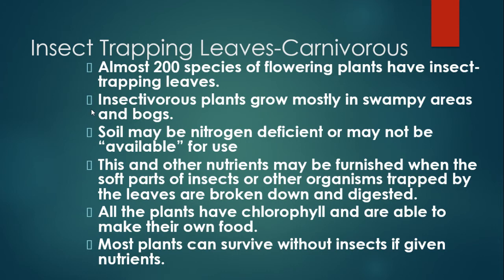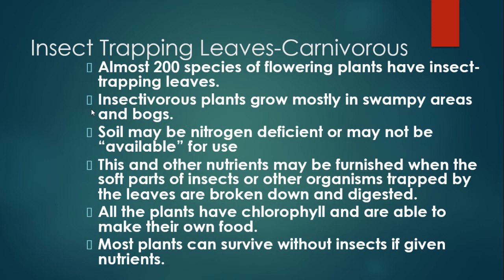Insectivorous plants grow mostly in swampy areas and bogs. Soil may be nitrogen deficient or it may not really be available for use. So since they can't get food from the soil, they have to get it somewhere else. Now they can photosynthesize, but sometimes eating is a little bit easier.